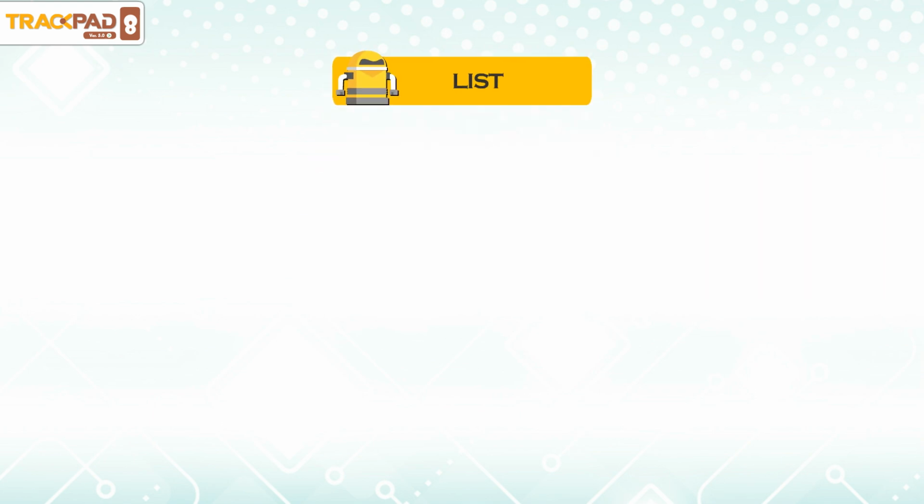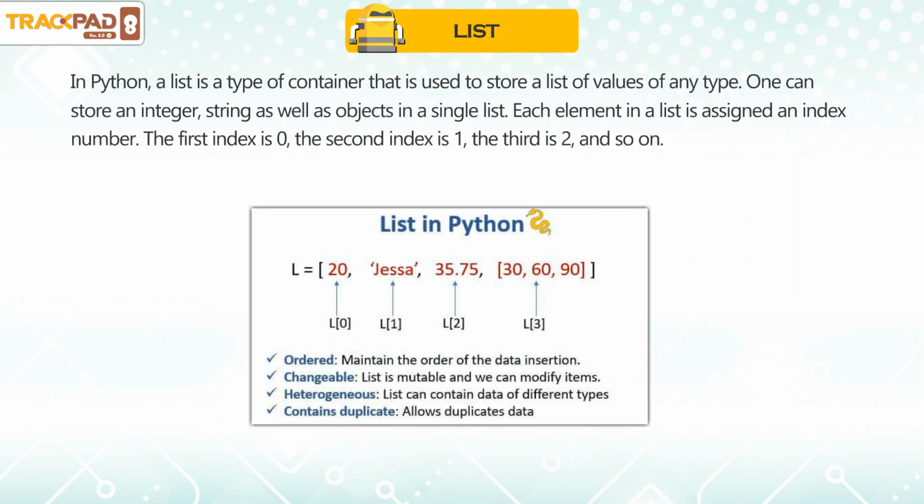List. In Python, a list is a type of container that is used to store a list of values of any type. One can store an integer, string, as well as objects in a single list. Each element in a list is assigned an index number. The first index is 0, the second index is 1, the third is 2, and so on.